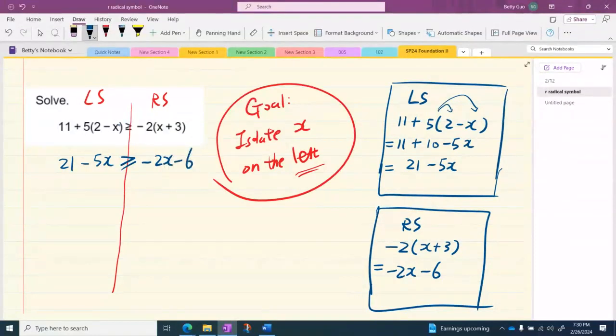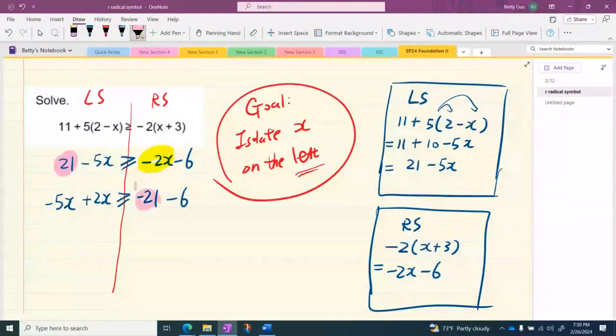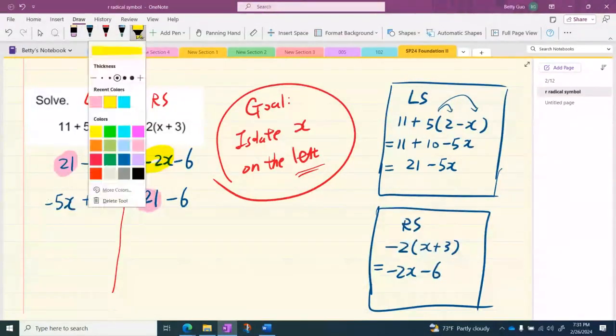Same with the next step. We are not going to use anything new. Keep this inequality symbol in the middle. I'm going to collect like terms. I'm going to move this term over and move this term over. I'm going to keep negative 5x on the left side. Since I'm going to move the yellow term, I'm going to change the sign. And negative 6 stays here. And 21 changes the sign, moves to the other side. This is pink, pink. This is yellow, yellow.